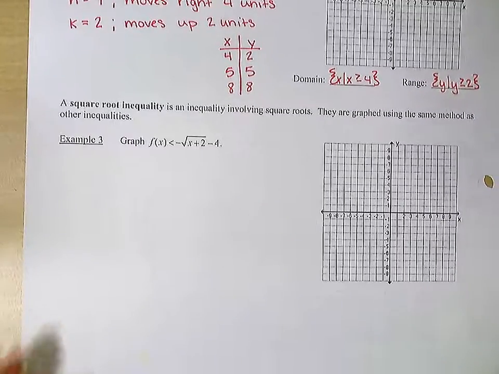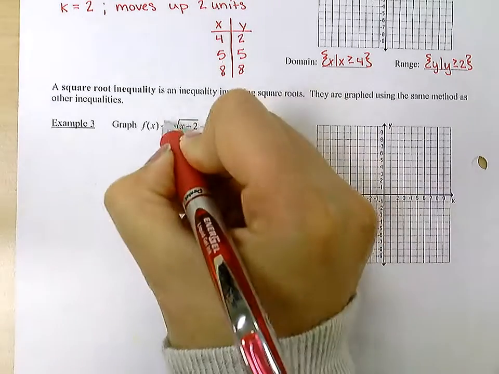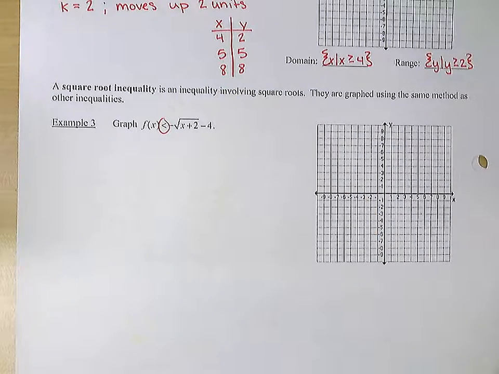All right, last thing here is a square root inequality. Basically the same way, except you have to decide whether your line is solid or dashed. Okay, solid or dashed line. And you have to pick a point on your graph to see where you should shade. Okay, so it's that set of all points above or below that line. So a square root inequality is an inequality involving square roots. They are graphed using the same methods as other inequalities. So last example here, first thing I do when graphing inequalities is I look at that inequality symbol. Now since this one doesn't have a less than or equal to, that means it is a dashed line.